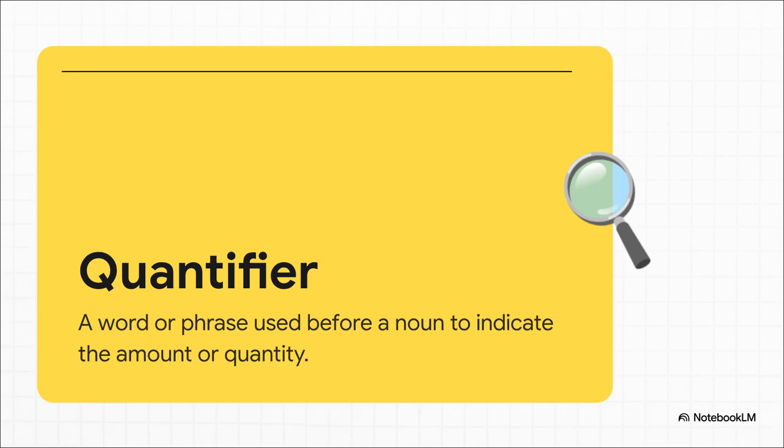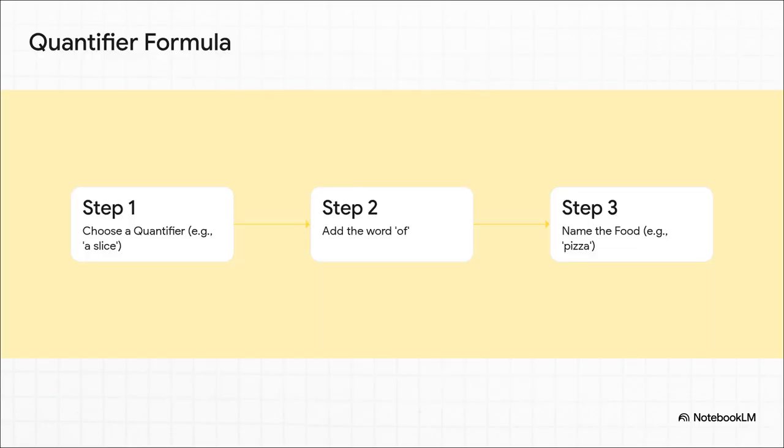Well, let me introduce you to your new secret grammar tool, the quantifier. It's really just a word or a simple phrase that we pop in front of the food to talk about the amount. This is how we count the uncountable. It's that easy. And the best part? There's a super simple formula you can use every time. Seriously, you just pick a quantifier, you add the word "of," and then you say the name of the food. That's it. Quantifier of food.